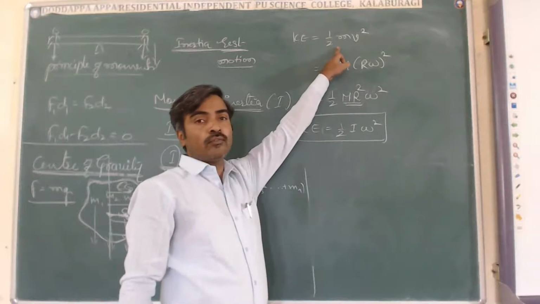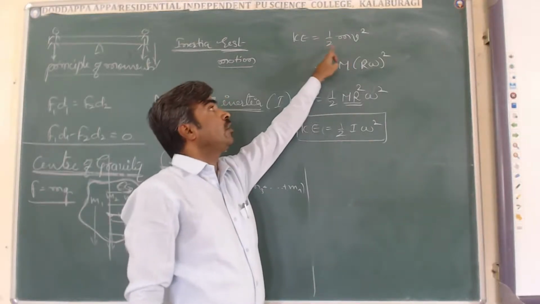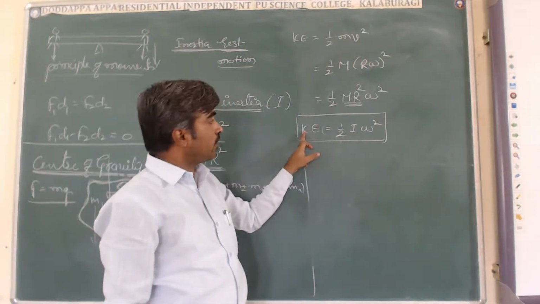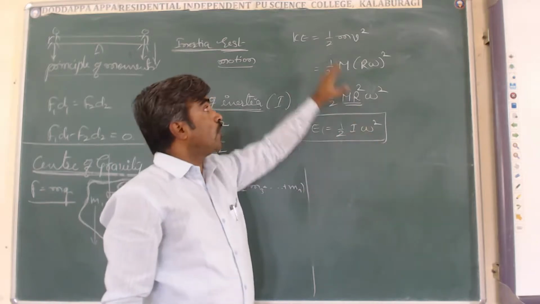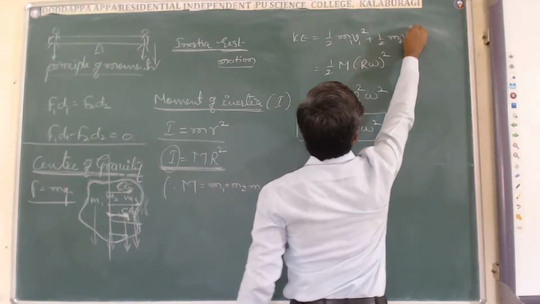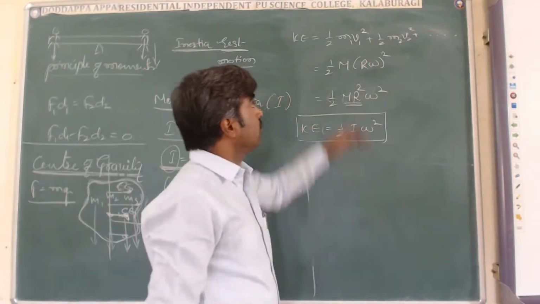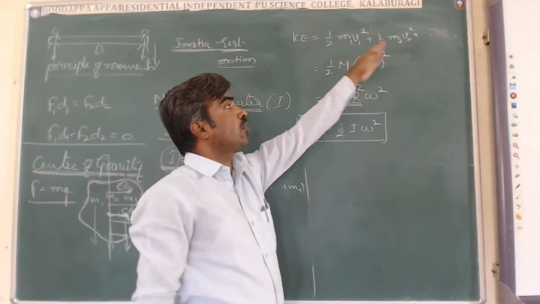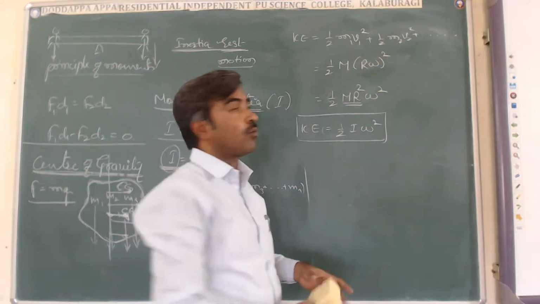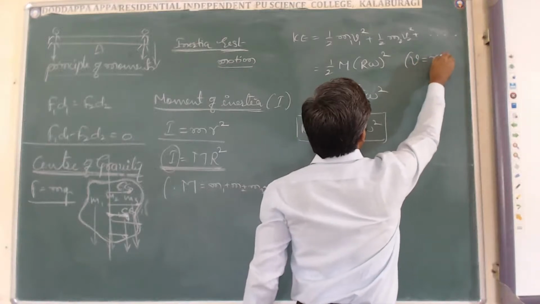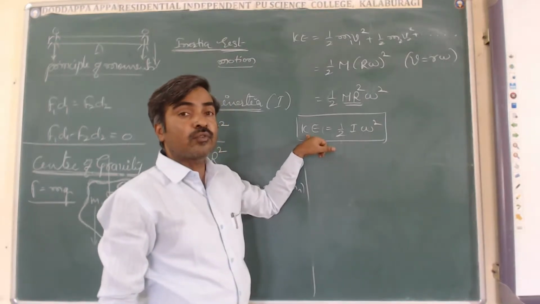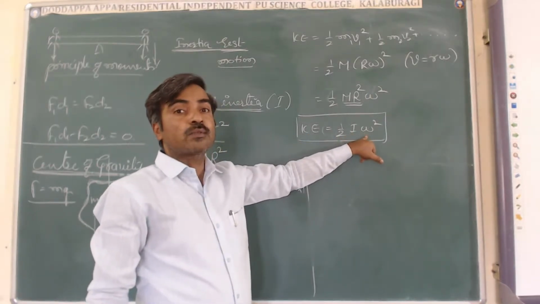This is the kinetic energy of linear motion, the kinetic energy of a body showing linear motion. And this is the kinetic energy of a body showing rotational motion in terms of moment of inertia: kinetic energy equals half I omega square. Of course, we can explain in detail like half m1 v1 square plus half m2 v2 square and so on. That is minimized as m, and v1, v2, v3 we have taken as r omega, since we know the relation between linear and angular velocity, v equals r omega. Based on that, we have derived the kinetic energy of a rotating body, which is half I omega square.